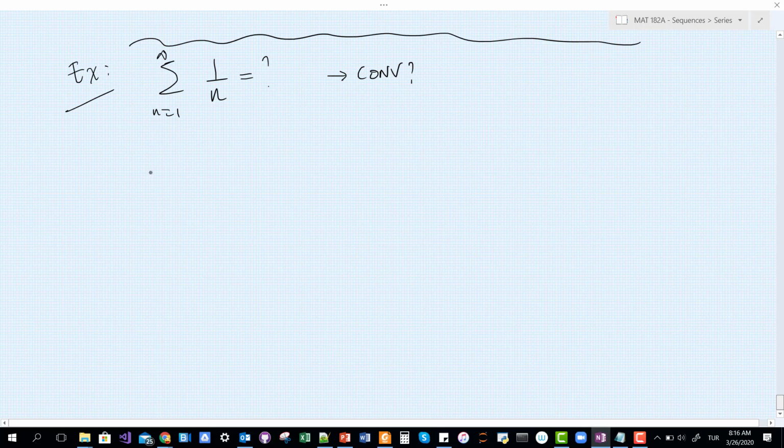Before the integral test, I may look at some other tests we have learned. I'm not going to get into the sequence of partial sums, but I can check the n-th term test before the integral test. What was the n-th term test? It was about the n-th term of my series, which is 1 over n in this case. If you take the limit of this one, it is 0, that's why the test is inconclusive.